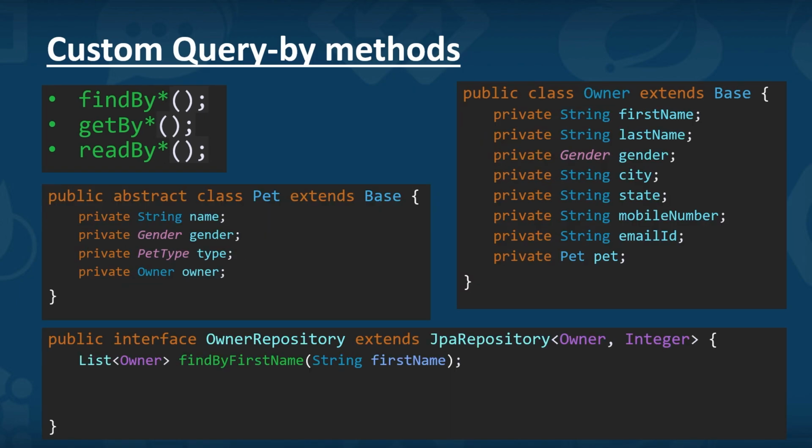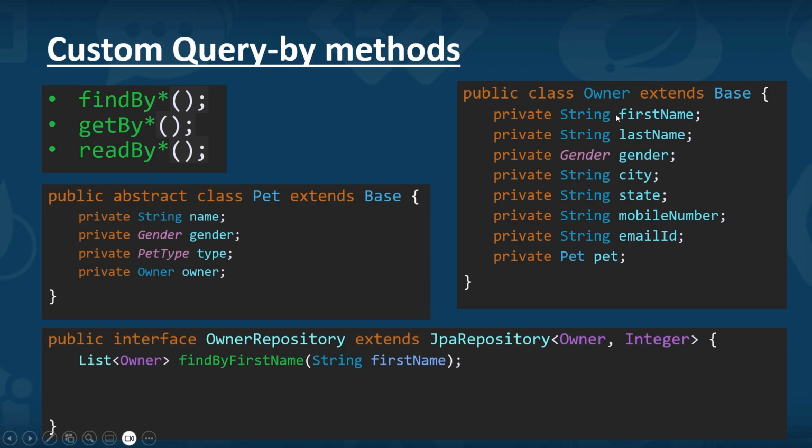Now let's move here. This time you will say, okay Abhishek, you have already explained find by, get by, read by. We have already worked with owner, we have worked with pet also, and we have seen that in the owner repository we can have something like this. So what's next? Now let's say within the owner repository I want to find the list of owners, but with the pet name.